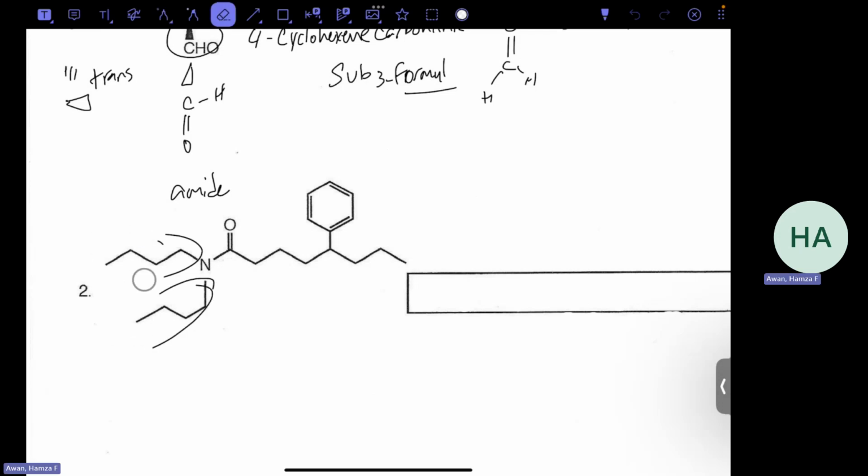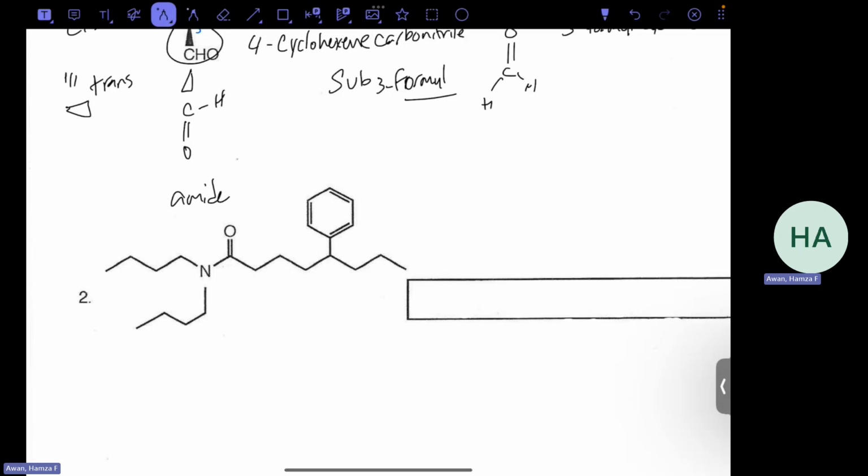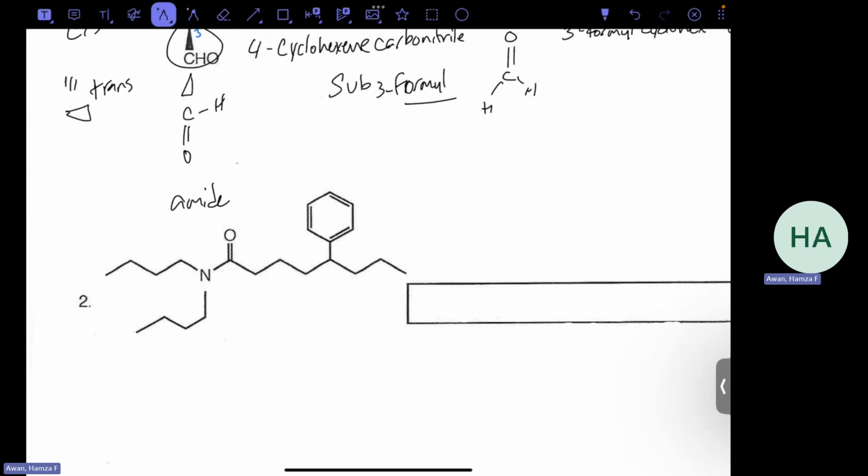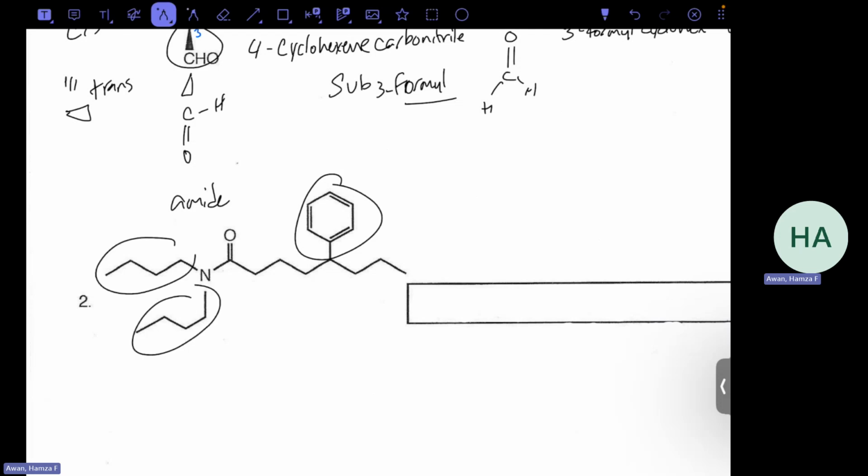Okay. So we have two substituents coming out of the nitrogen group, and then we have one substituent coming off of the parent chain, right? So we'll just circle these. So these are going to be our three substituents.